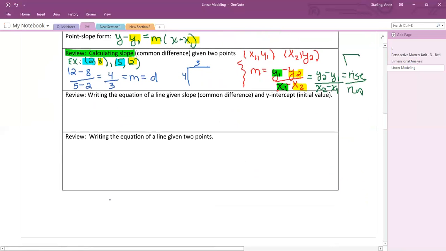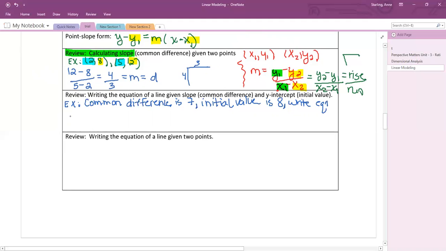Okay, then moving ahead, if we want to write the equation of the line given slope and y-intercept, meaning we're given the initial value. So on this one, okay, say we're told the common difference is 7, meaning we're adding 7 every time. And the initial value, where we're starting, is 8. Write the equation.